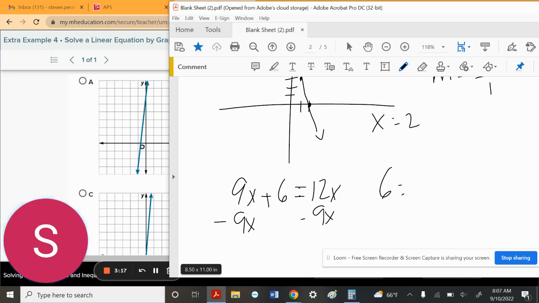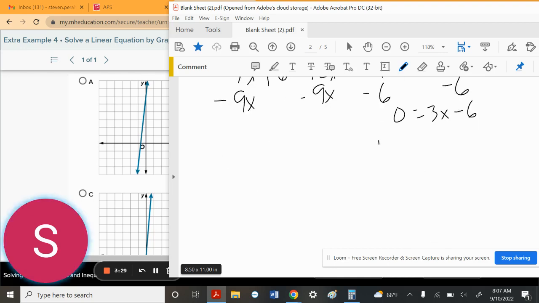So I get 6 equals 3x. And of course, you can see we can just solve it from there. But I'm going to keep going. I'm going to make it equal to 0. So I have 0 equals 3x minus 6. And so I'm going to replace that with y.